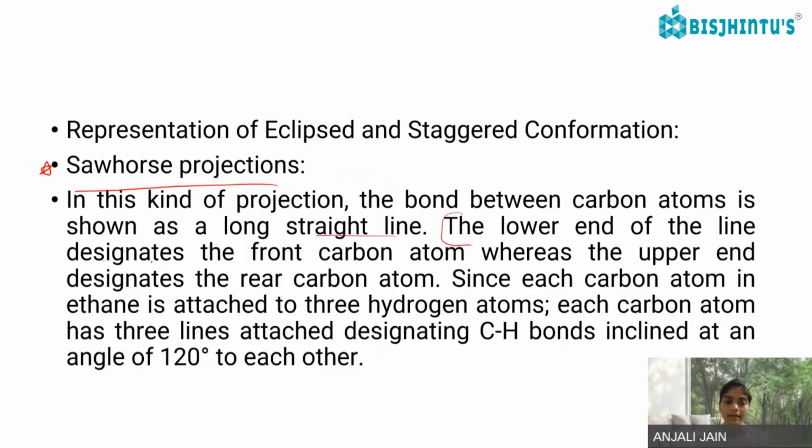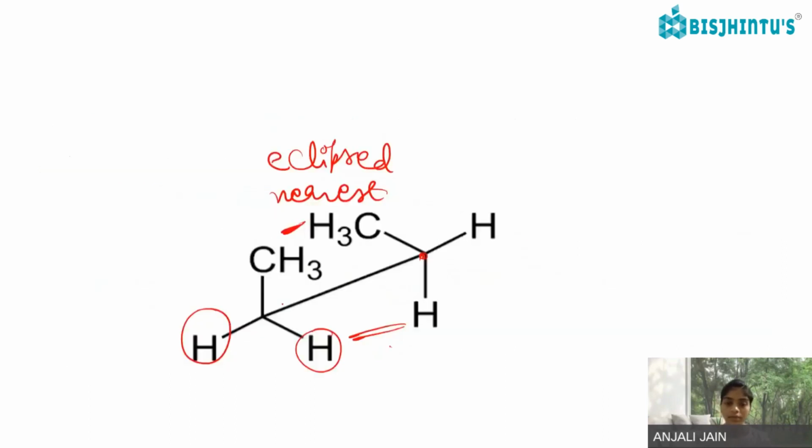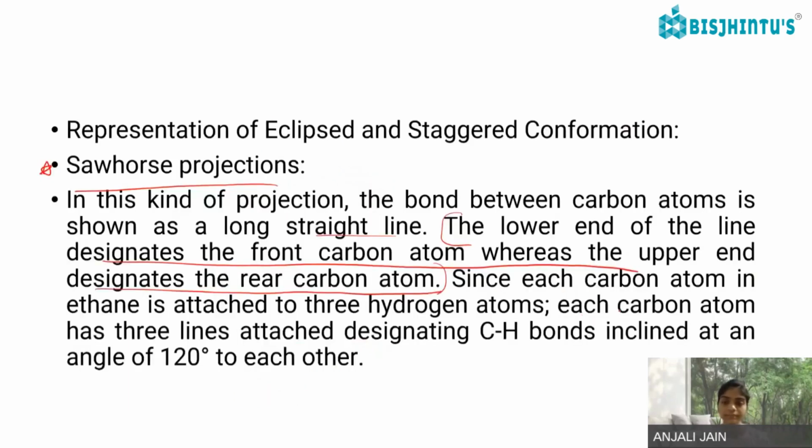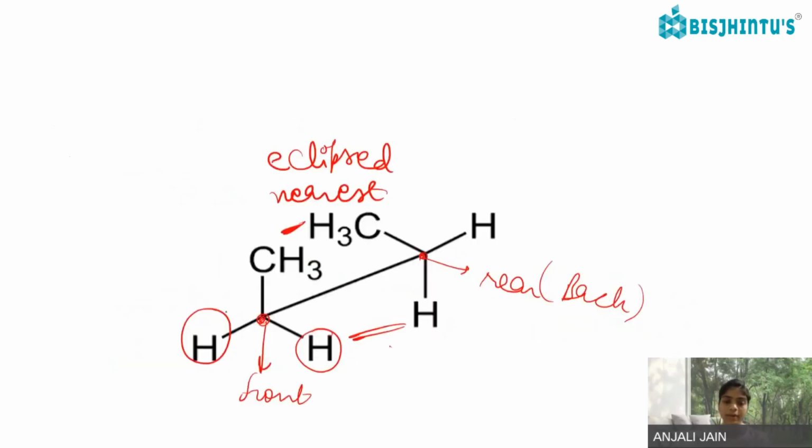The lower end of the line designates the front carbon atom, whereas the upper end designates the rear carbon atom. So the lower end denotes the front, and this one is rear, at the back. Since each carbon atom in ethane is attached to 3 hydrogen atoms, each carbon has 3 lines attached, designating C-H bonds inclined at an angle of 120 degrees, because it makes a tetrahedral angle. Each angle with the hydrogen is 120 degrees.